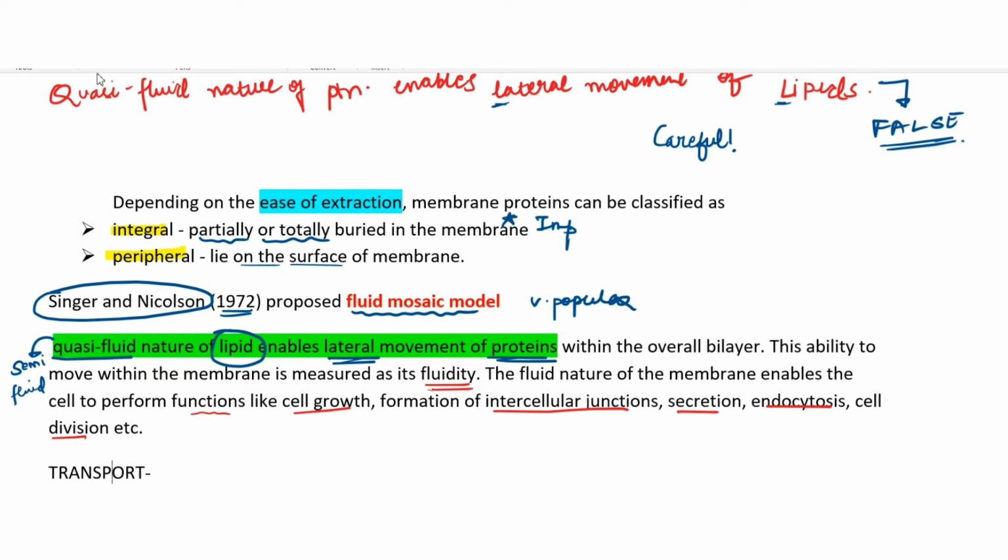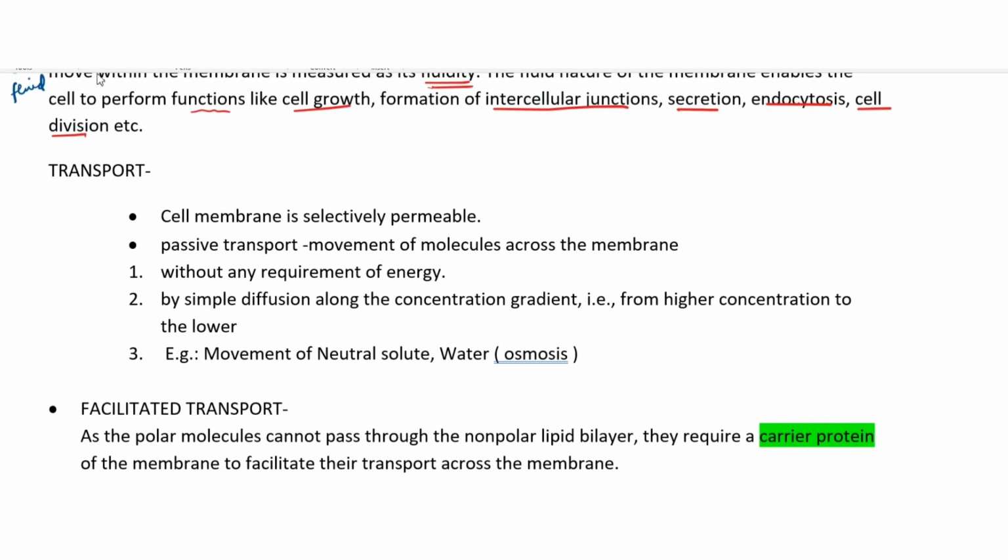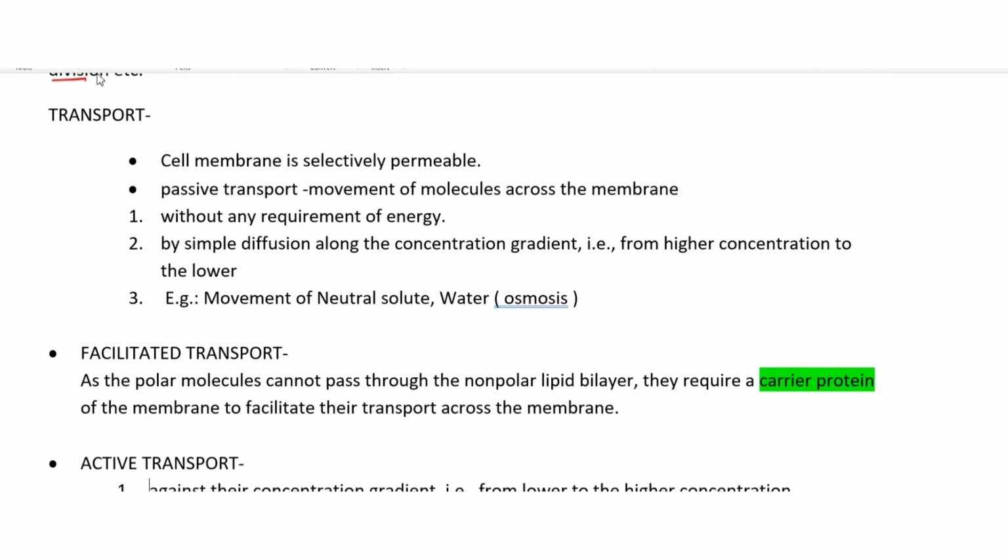This fluidity of cells is also responsible for transport within the cell. We already saw that the cell membrane is selectively permeable, and this enables different kinds of transport, allowing certain substances into the cell either by passive transport. By passive transport we mean that there is no requirement of energy for that transport, and this passive transport is just by simple diffusion along the concentration gradient.